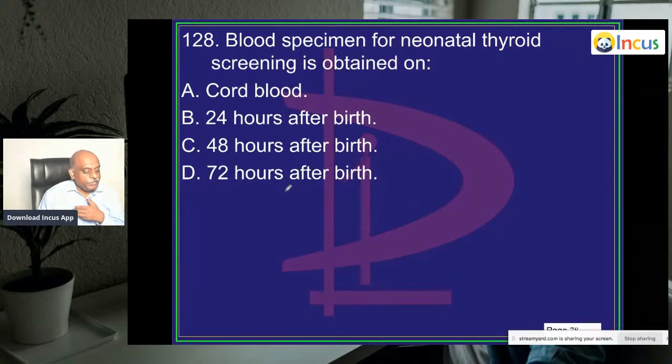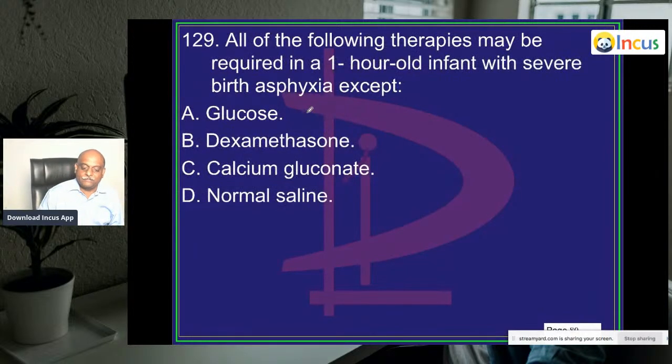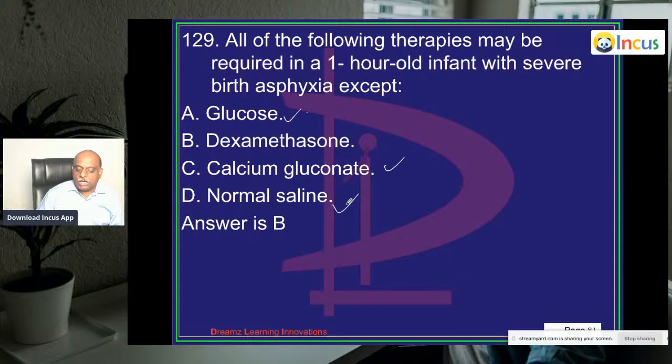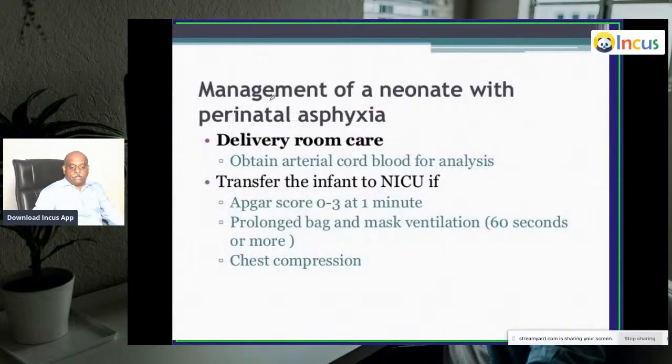How do you best do neonatal thyroid screening? Always cord blood assessment is the best way. So what is the treatment required for a 1 hour old infant with severe birth asphyxia? You want to give glucose, calcium gluconate, normal saline. They're all required for a 1 hour old infant with severe birth asphyxia, is what you need to remember.